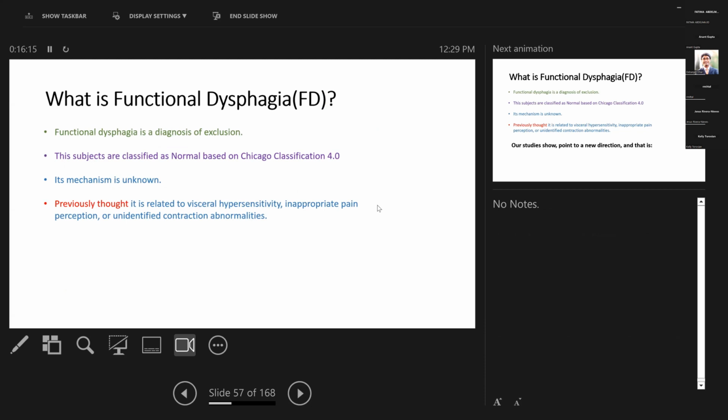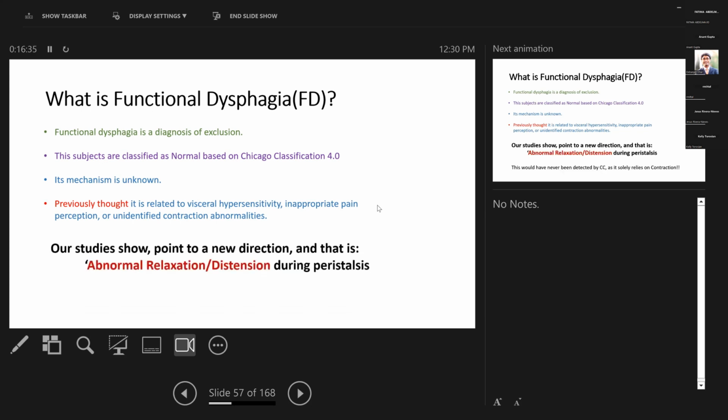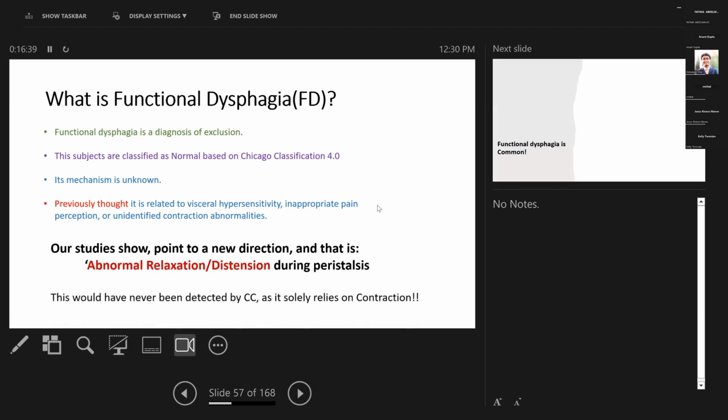Functional dysphagia right now is a diagnosis of exclusion. These subjects are classified as normal based on the Chicago classification. Nobody really knows the mechanism. They previously thought it's related to visceral hypersensitivity, inappropriate pain perception, or maybe contraction abnormalities. But our studies point to a new direction, that these patients actually have abnormal relaxation during peristalsis, okay? This would have never been detected by the Chicago classification, because it uses only pressure.